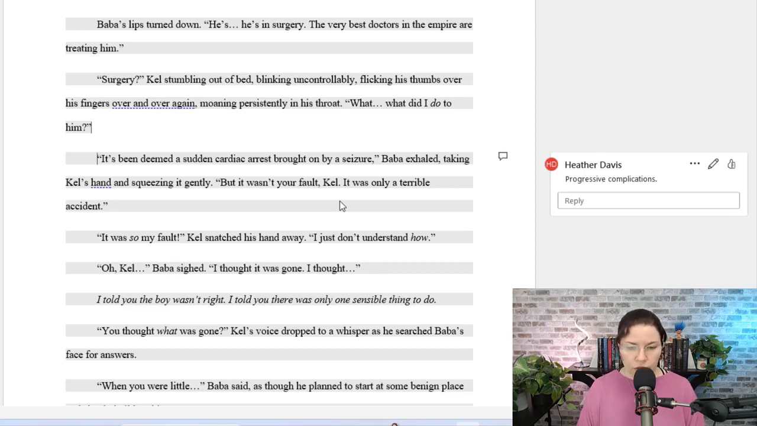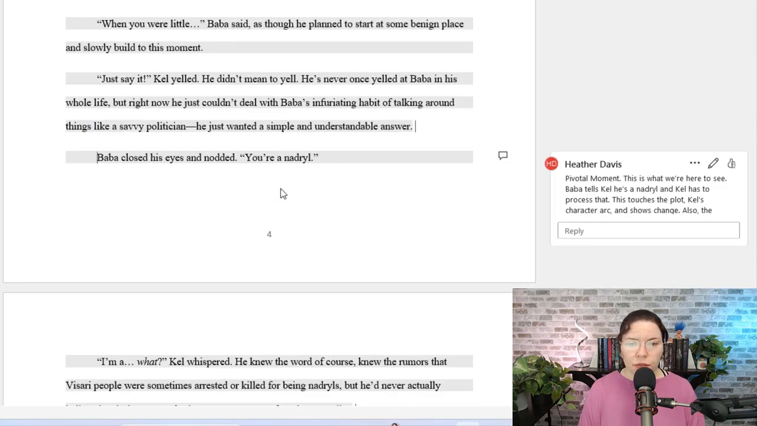"You thought what was gone?" Kel's voice dropped to a whisper as he searched Baba's face for answers. "When you were little," Baba said, as though he'd planned to start at some benign place and slowly build to this moment. "Just say it," Kel yelled. He didn't mean to yell. He'd never once yelled at Baba in his whole life, but right now he just couldn't deal with Baba's infuriating habit of talking around things like a savvy politician. He just wanted a simple and understandable answer.